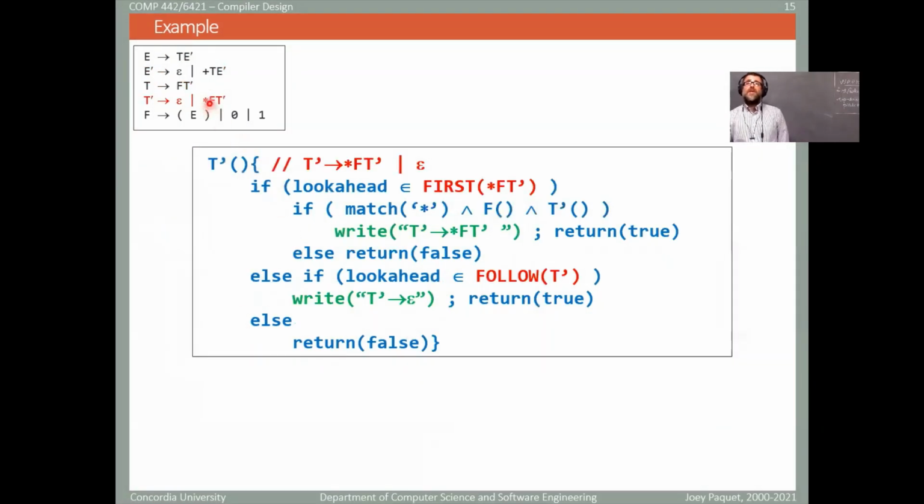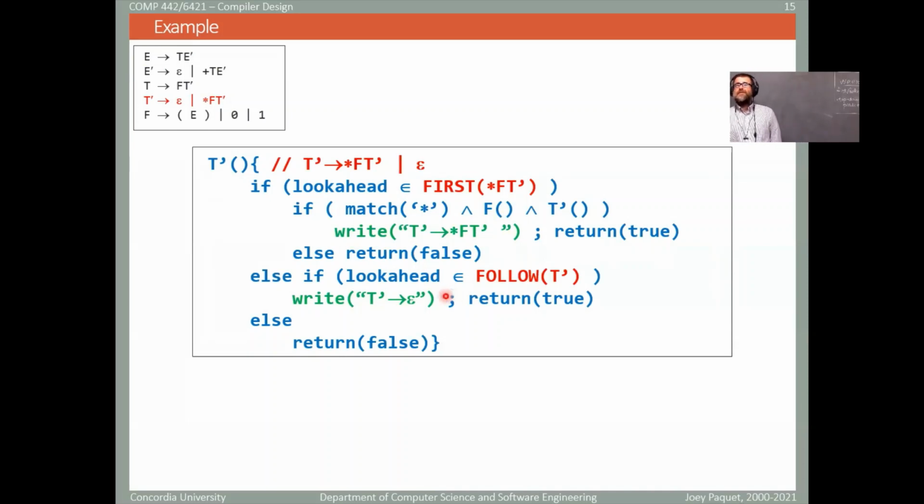T prime in form is very similar to E prime. So I have star FT prime. So here I check if the look ahead is in first of star FT prime, which is star. If it is, then I match star, and then I parse an F and then parse a T prime. If all of these return true, I've applied this rule, return true. If any of these returns false, I return false. Then if this branch is not possible, I check if the next token is in follow of T prime. If it is, then I've successfully found a use of this rule.